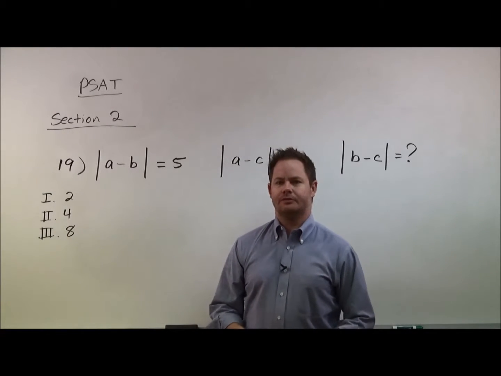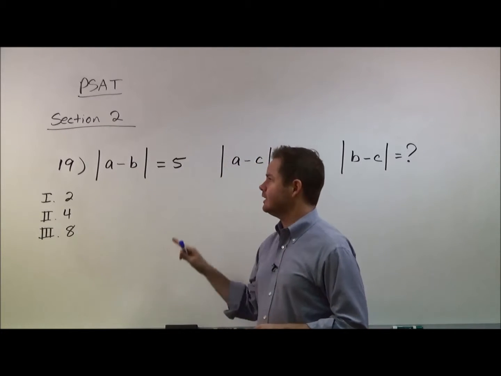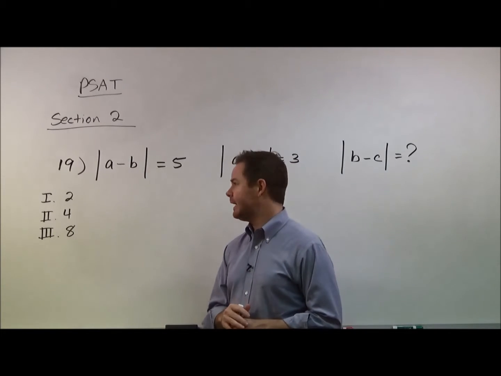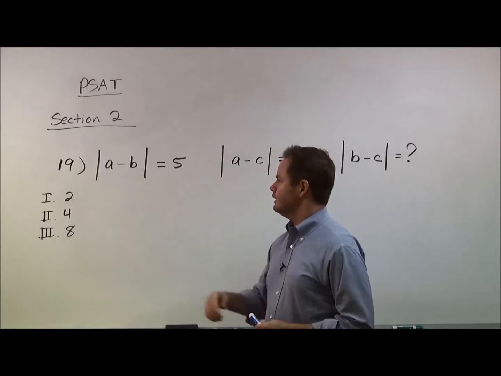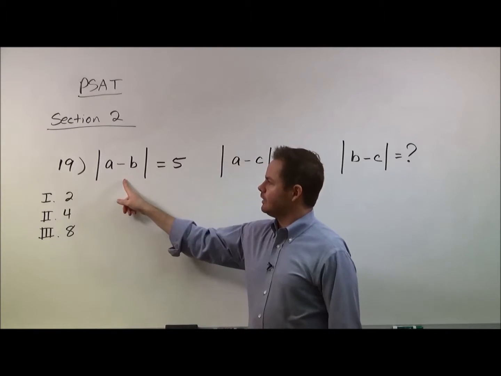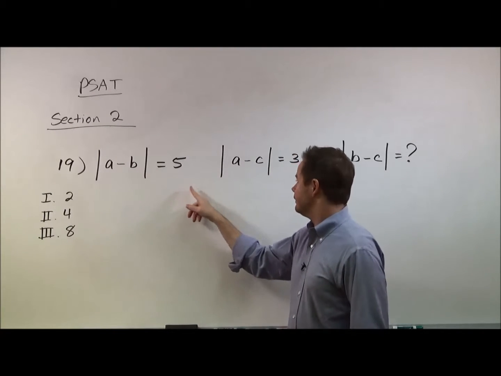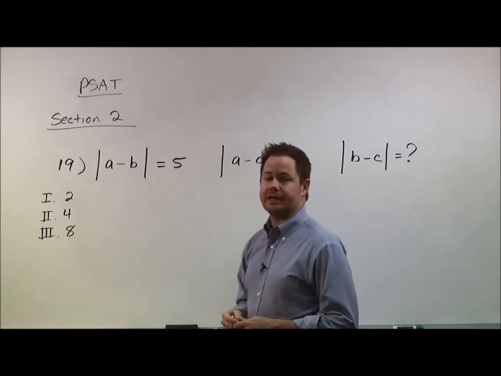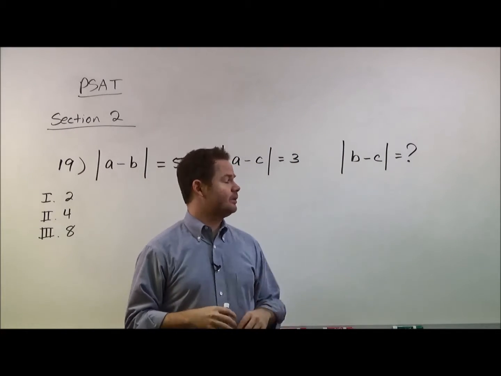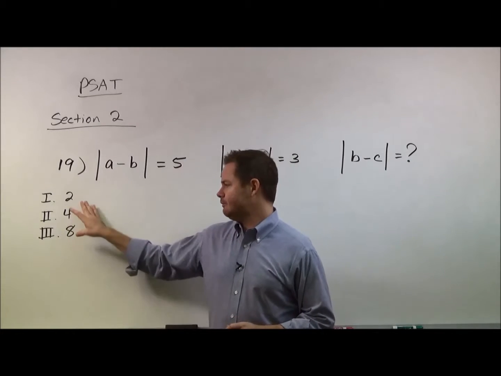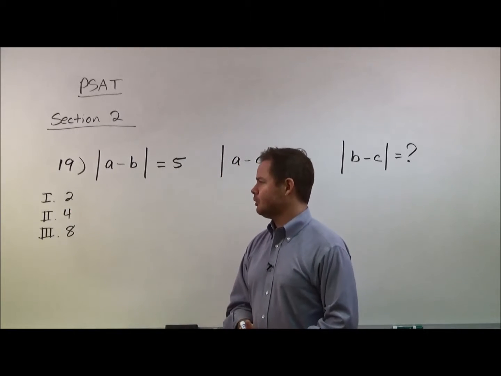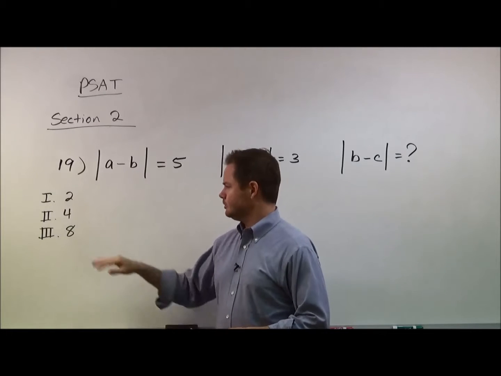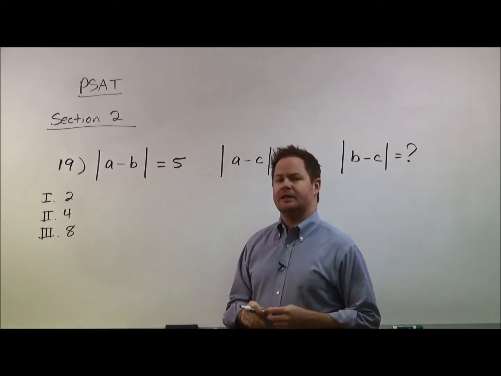Hi, I'm Chris, and in this video we're taking a look at question 19 from this year's PSAT Math, Section 2. It gives us the absolute value of a minus b is equal to 5, the absolute value of a minus c is equal to 3, and the question is asking us to solve for the absolute value of b minus c, and we have Roman numeral options. Roman numeral 1 is 2, Roman numeral 2 is 4, and Roman numeral 3 is 8.